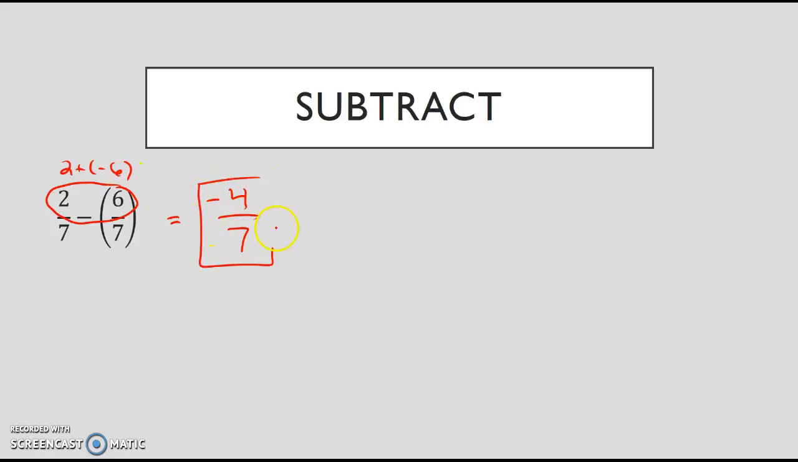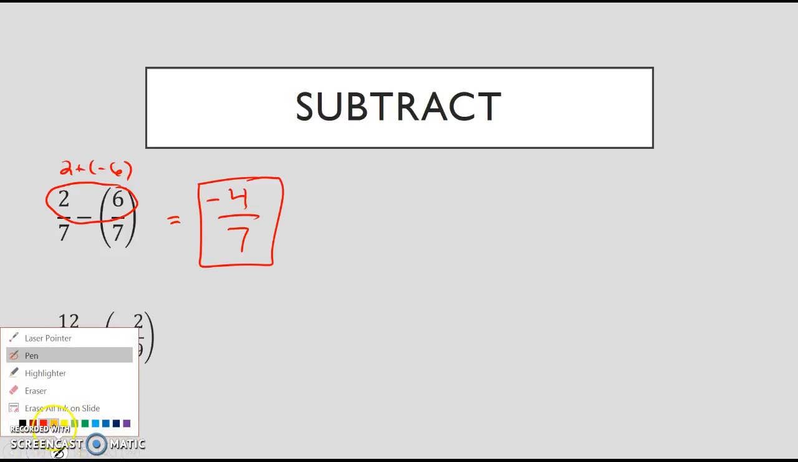Okay, our subtraction. So here, 2/7 minus 6/7. Since we have the same denominator, we're going to circle those numerators, 2 minus 6, or we can think about that as 2 plus a negative 6. So you have negative 4 over 7, and so negative 4/7 is your answer. Now our next one isn't as quick as that. We actually have to find a common denominator.